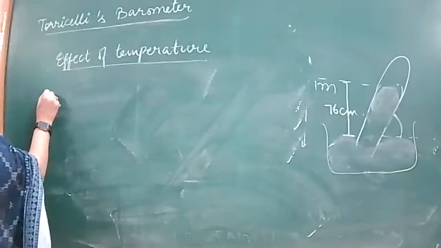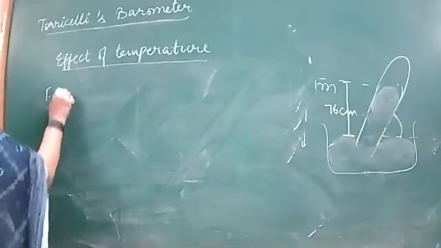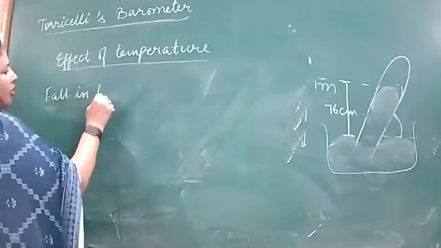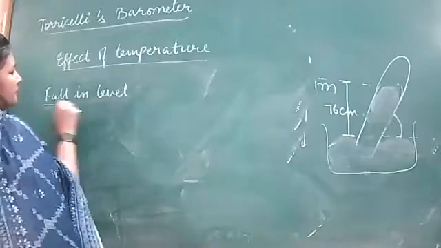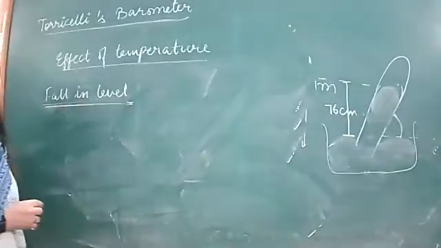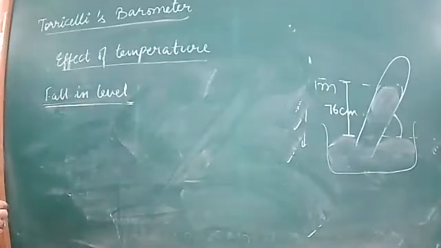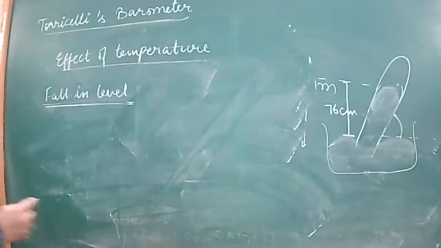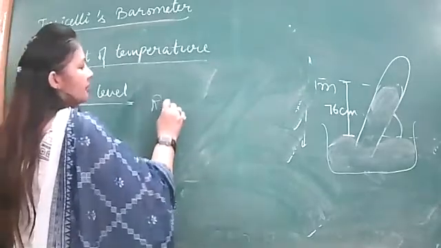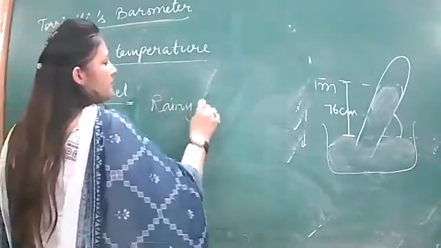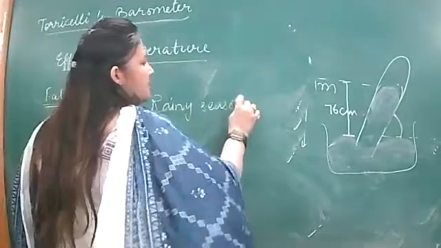So first of all, what does the fall in level of mercury in the barometer indicate? Let us see that. It indicates rainy season. It indicates rainy weather or rainy season.